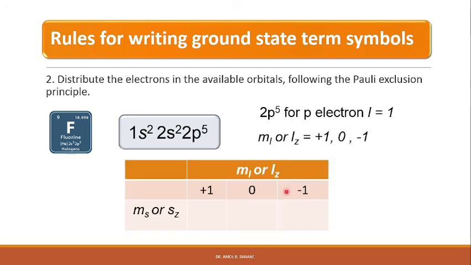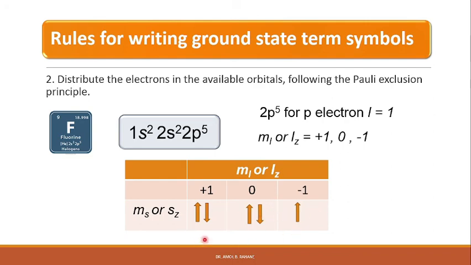First we fill the orbitals with the highest ML or LZ values with 1 electron each, and assign a maximum MS, that is SZ, to them, that is SZ is equal to +half. Once all the orbitals in the subshell have 1 electron, add a second one following the same order, assigning MS is equal to -half to them. In the case of fluorine, we have 2p5 and therefore 5 p electrons. So we have 3 electrons with spins in the upward direction and 2 electrons in the downward direction.